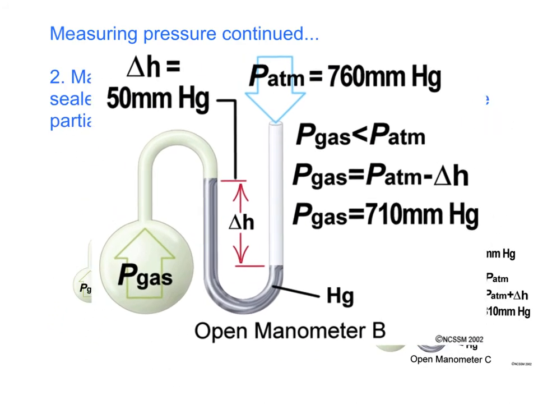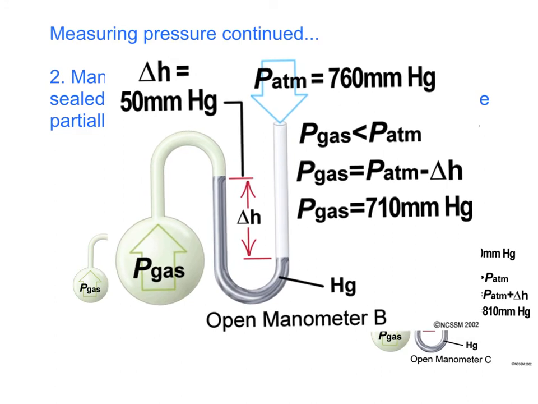Okay, so here's open manometer B. And in this case, we can see that there is a 50 millimeter height difference, and that the mercury is actually higher on the side towards the gas, and it's lower here on the side that's open to the atmosphere. So how do we interpret that? Well, it means the atmosphere is pushing harder than the gas. So the pressure of the atmosphere is greater than the pressure of the gas.